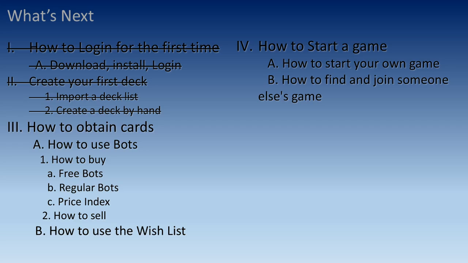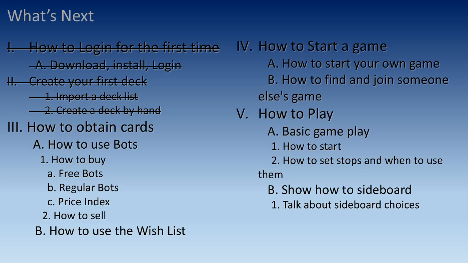After that, we're going to talk about how to start a game. You can start your own game, how to join someone else's game, and then how to play. We're going to talk about basic gameplay, how to start, how to set stops. Stops is when the system will put a pause in the gameplay for you so that you can then make an action. We'll talk about how to make sideboard choices. Not too in depth for this beginner level, but we're going to talk about what to look for.